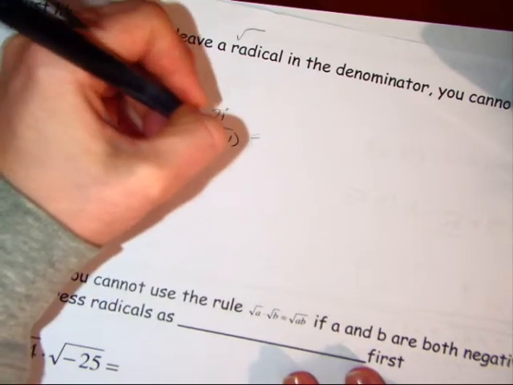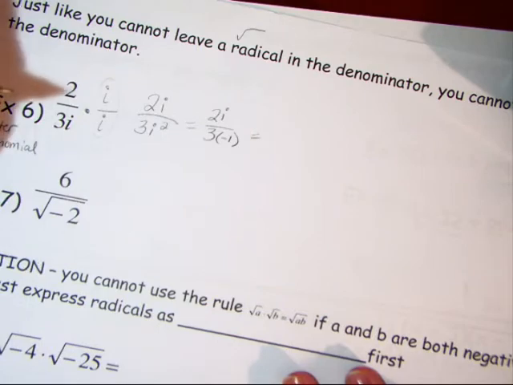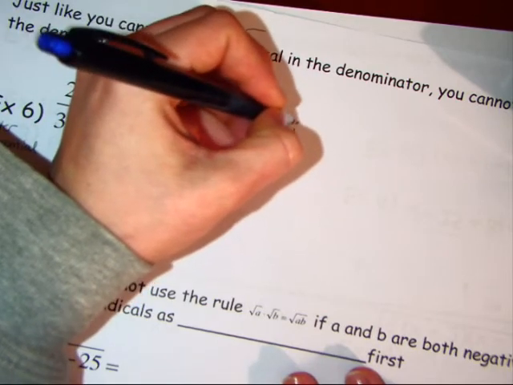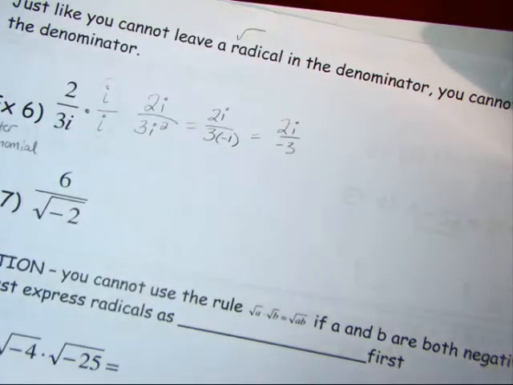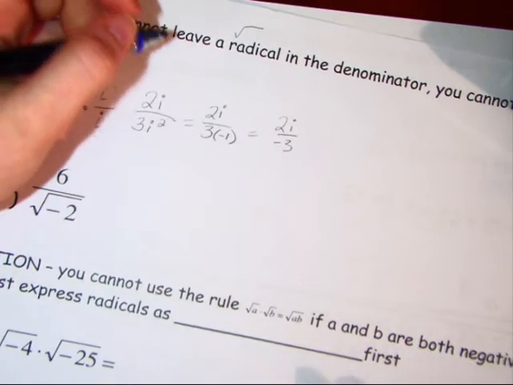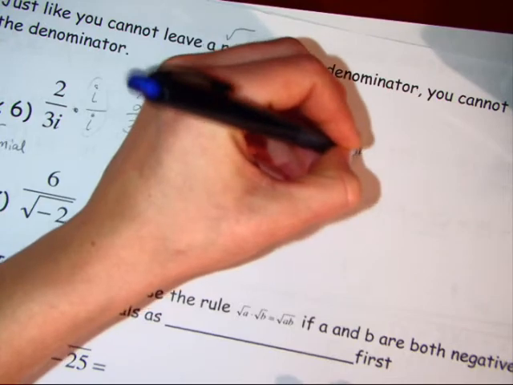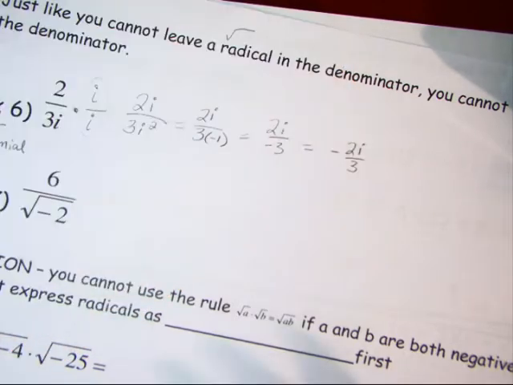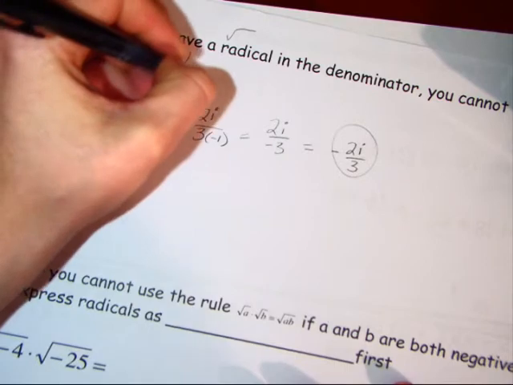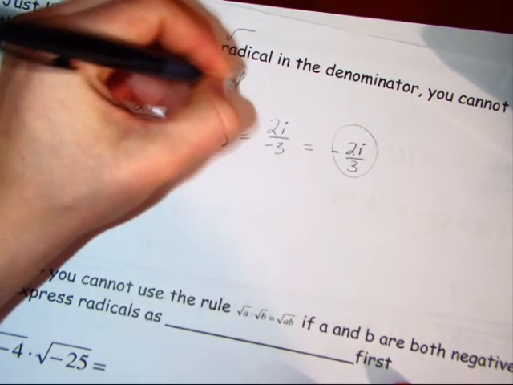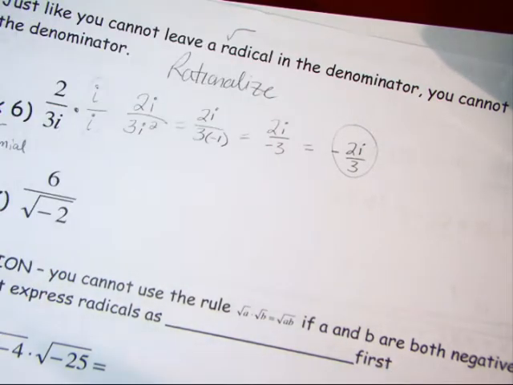That gives me 2i over 3 times negative 1. That gives me 2i over negative 3. And yes, I'm taking more steps than I probably typically would. And that negative comes out. It can go on top or out in front. That's negative 2i over 3. And that's how this big word is called rationalizing. I'm just going to put rationalize on the top.